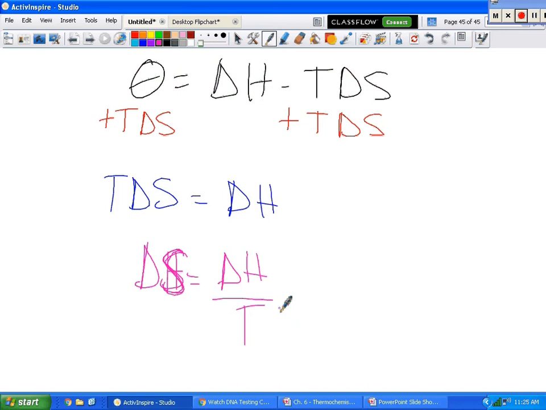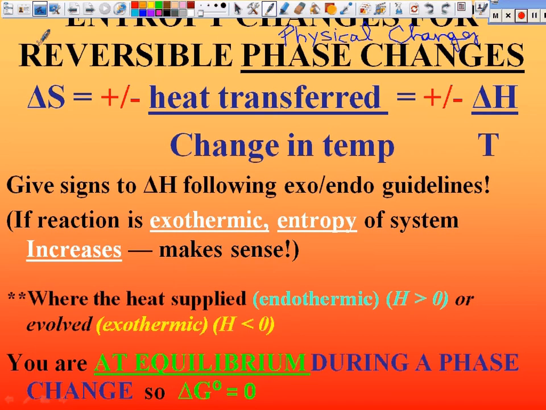Alright, so what I have now is this formula. The whole reason I wanted to show you this was because when I came back to this, it will now make sense. Delta S is equivalent to plus or minus delta H over T. So now do you see where that formula came from?